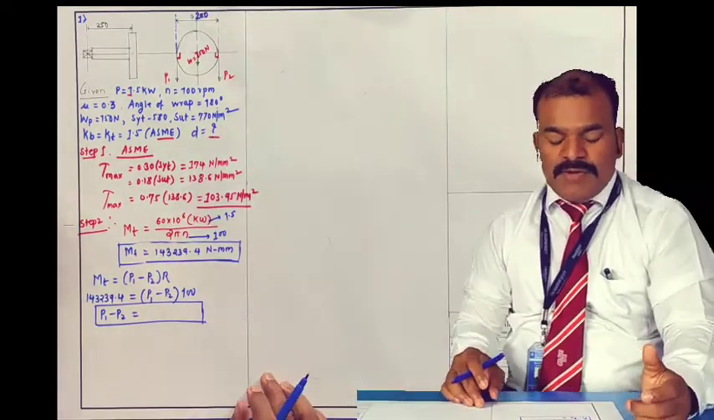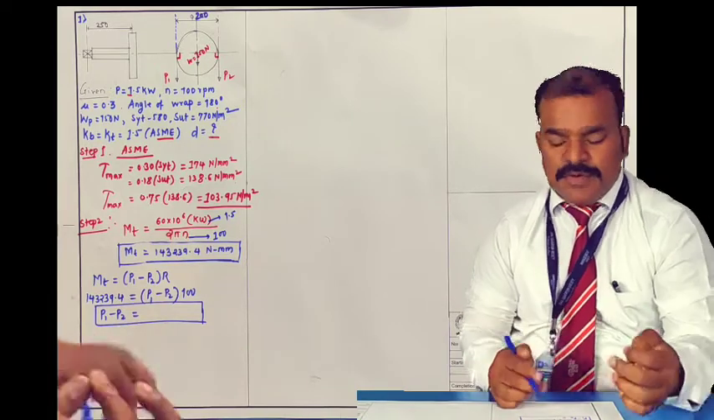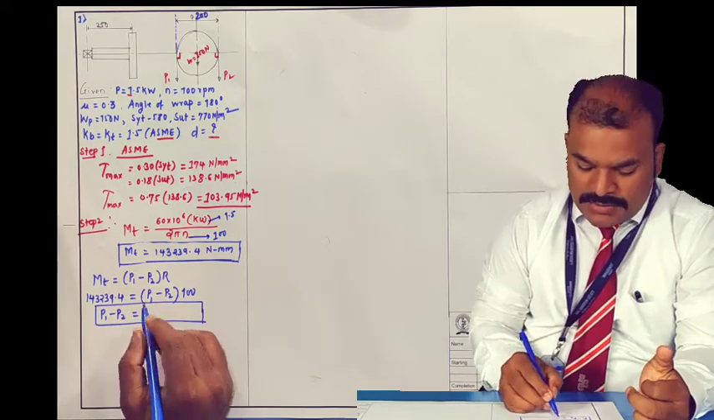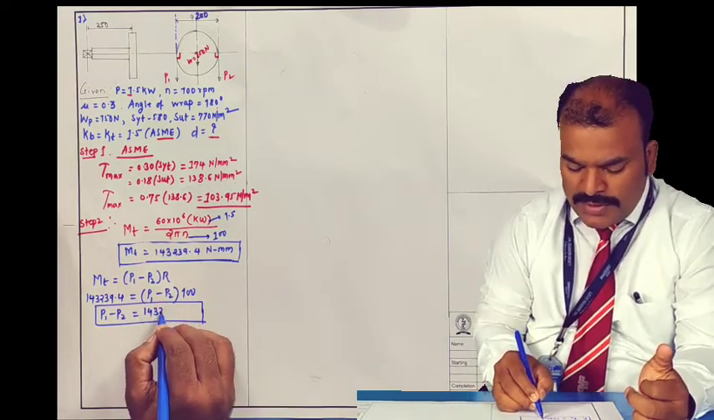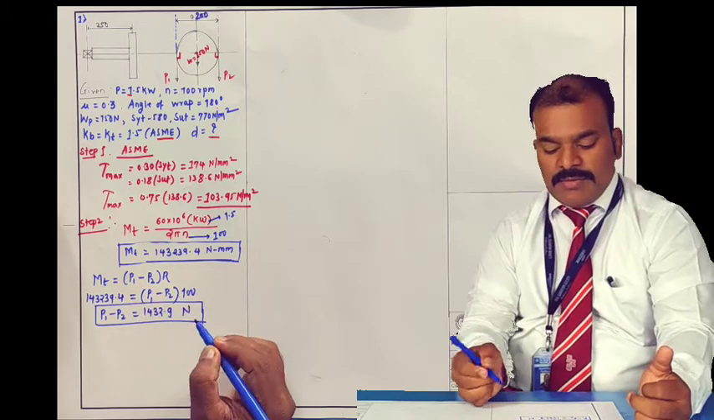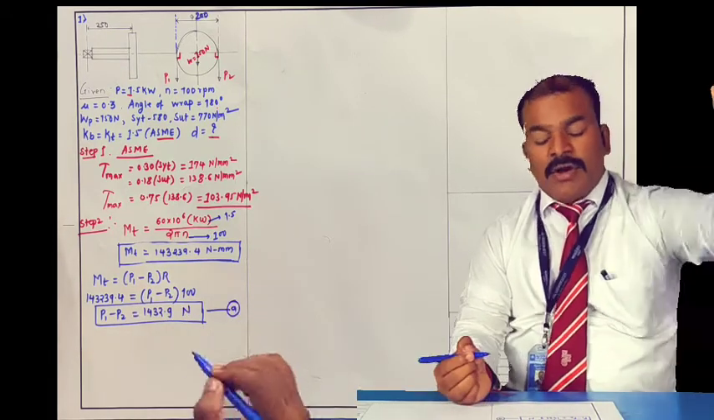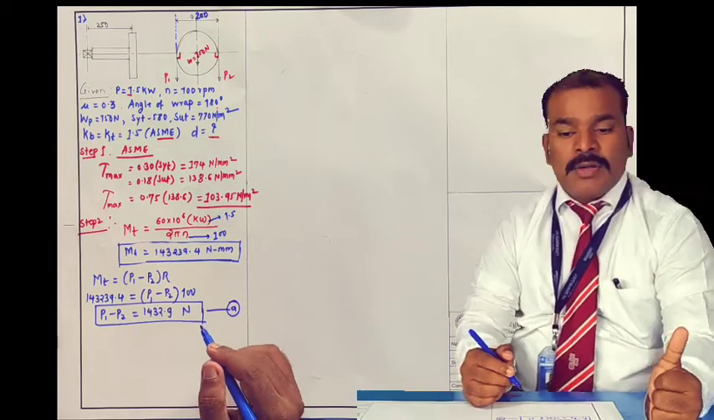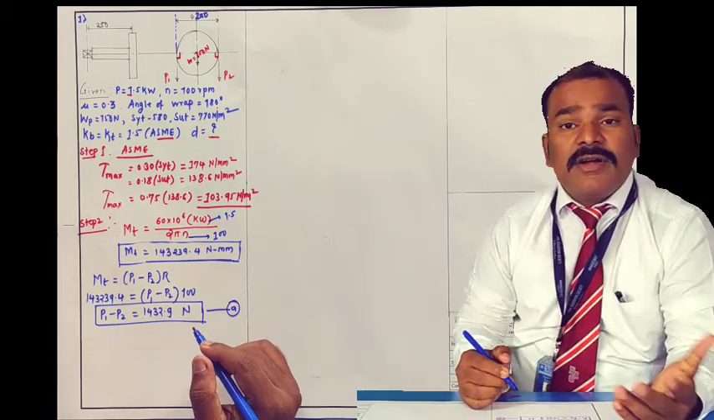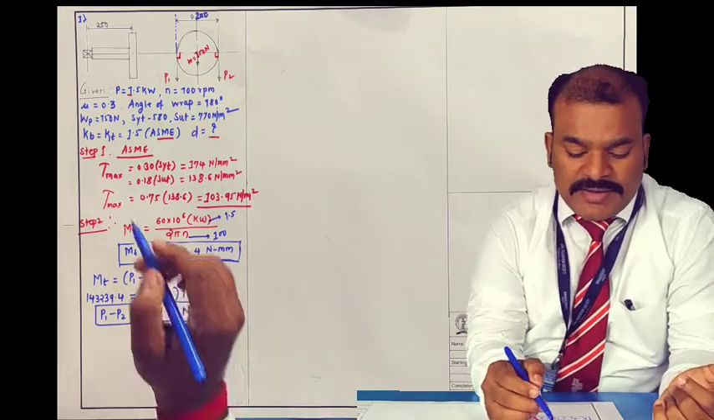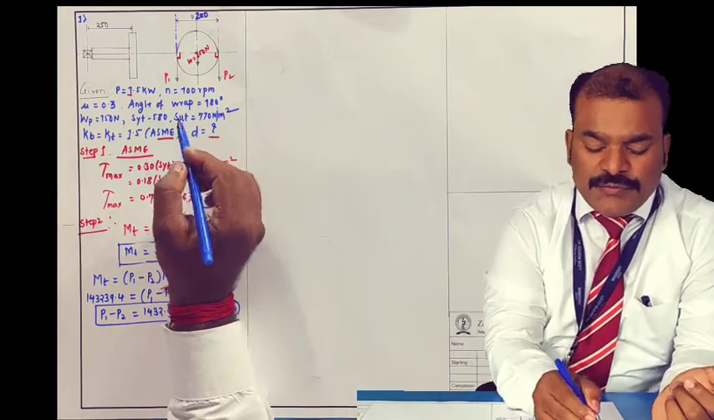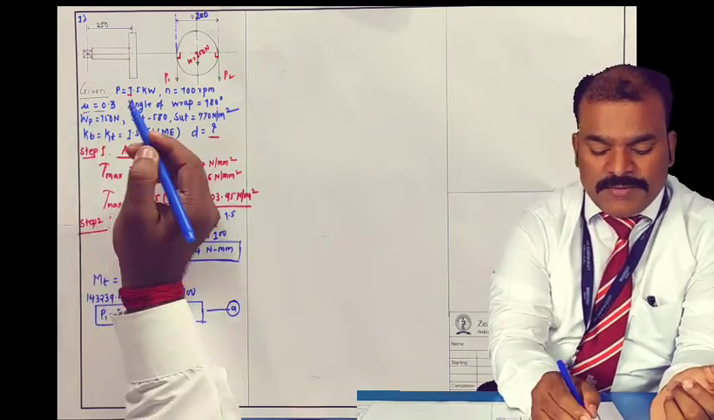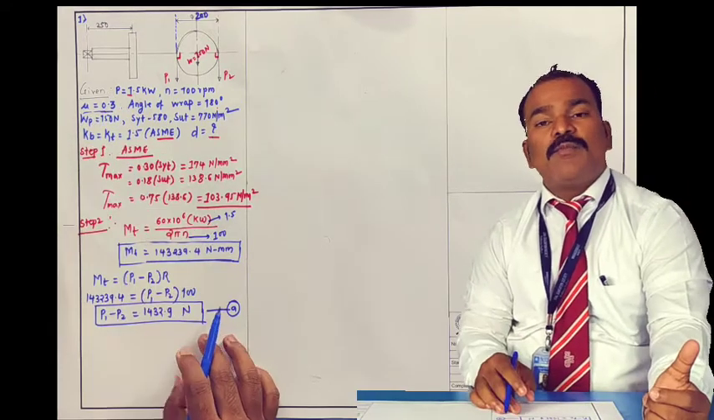Now P1 minus P2, after calculating this, we'll get 1432.9 Newton. That will be the difference of tension on the tight side with respect to the slack side, P1 minus P2. Now another condition they have given in the statement, that is the coefficient of friction in between belt and pulley. You can see it has given 0.3.